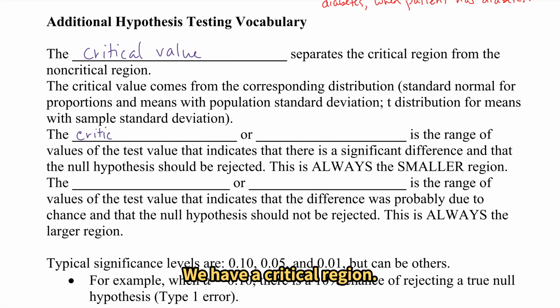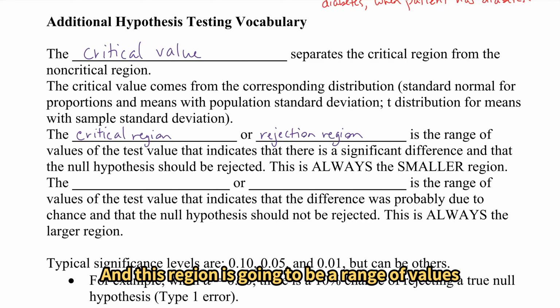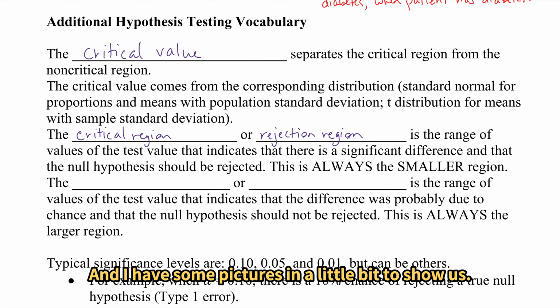We have a critical region. Sometimes it's called the rejection region. And this region is going to be a range of values that'll indicate a significant difference with that null hypothesis. The data that we've gathered indicates there is a significant difference between our population parameter and whatever value we have for that null hypothesis. The difference is too big, and we should reject the null hypothesis. The critical region is always the smaller region in the diagram, and I have some pictures in a little bit to show us.